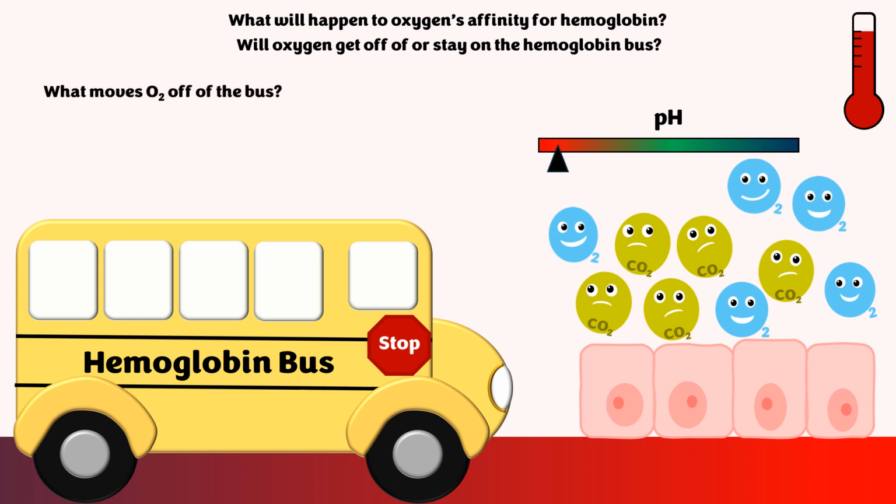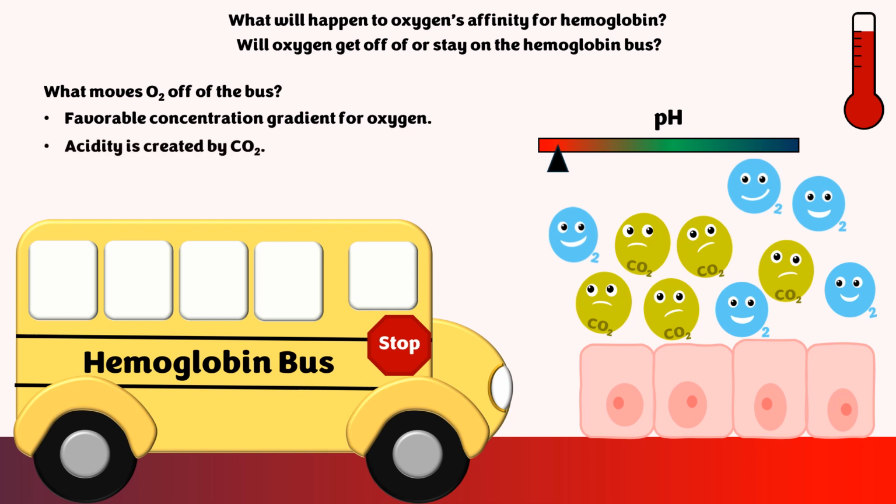So what's going to move oxygen off the hemoglobin bus? Well, we're going to have low oxygen in the tissues, high oxygen on the hemoglobin in the bloodstream, and that's going to create a favorable concentration gradient for oxygen to leave the hemoglobin bus and get into the tissues. Acidity is an indicator of the presence of carbon dioxide. And that too is another indicator of low oxygen in the tissues, which is an indicator of the appropriate concentration gradient to drive oxygen off the hemoglobin bus and into the tissues.